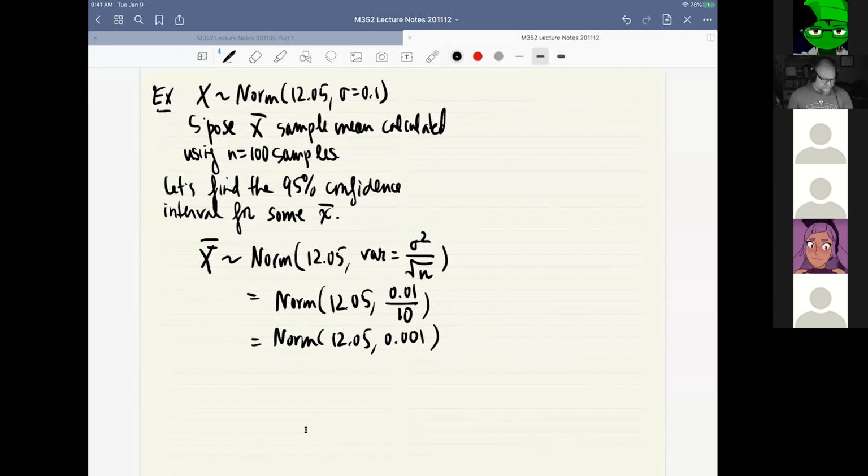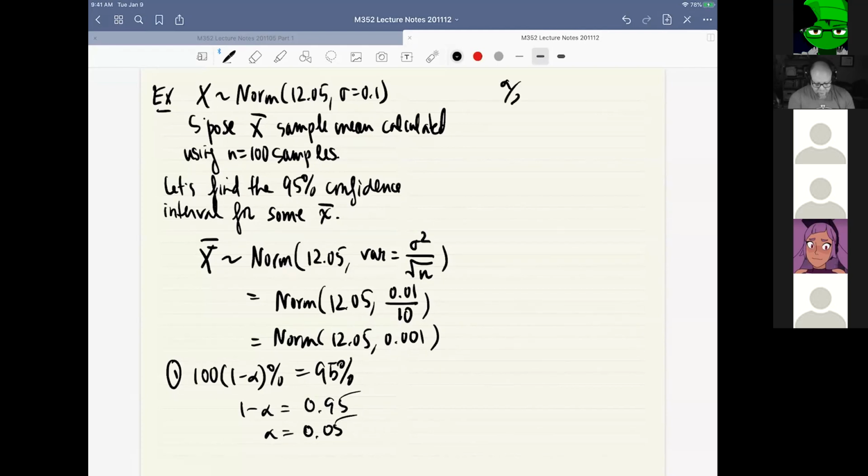So let's find the 95% confidence interval. Step one is we want to figure out what alpha is. So 100 times 1 minus alpha is supposed to be 95. That means 1 minus alpha, dividing both sides by 100, is 0.95. And so that tells us alpha is 0.05. And we're interested in alpha over 2, so that's 0.025.